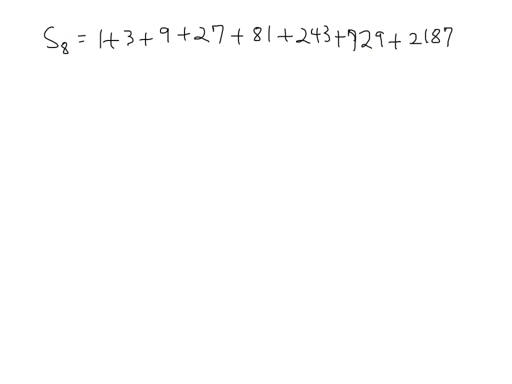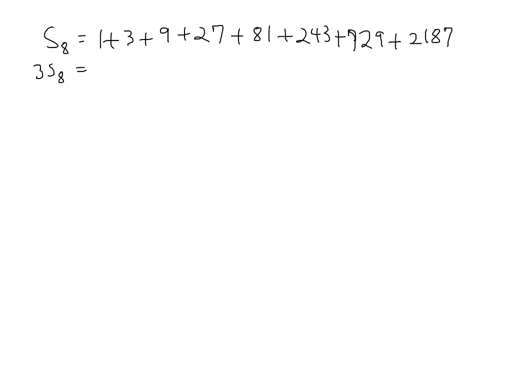So what can I do with these numbers to make them disappear? Try and make as many of these numbers disappear as possible so that we have a nice, easy formula to use. Okay, well, if I multiply all of these numbers by 3, what happens? So let's say I multiply everything, both sides, by 3.